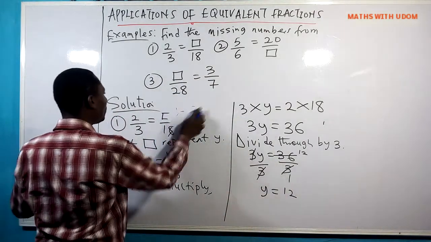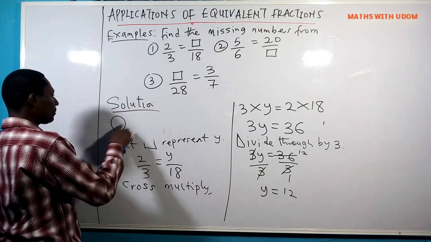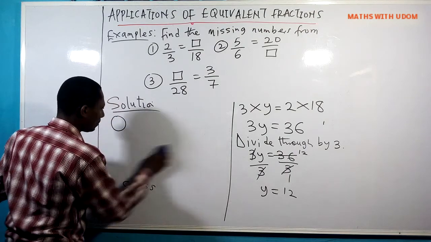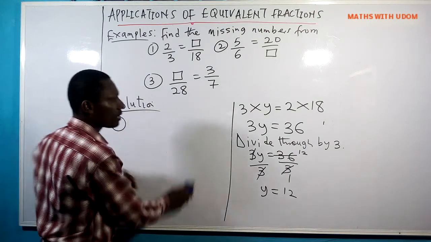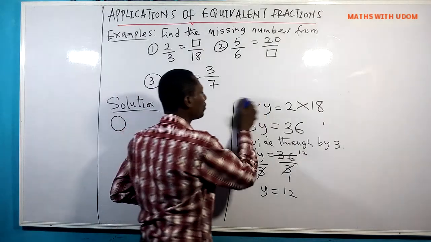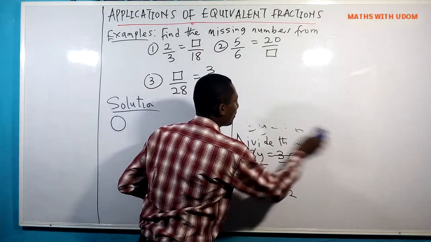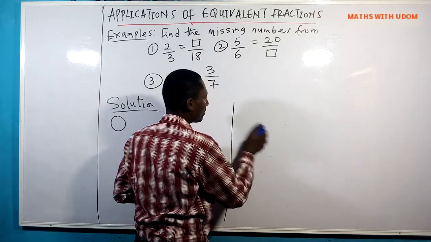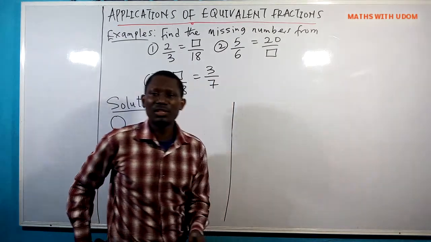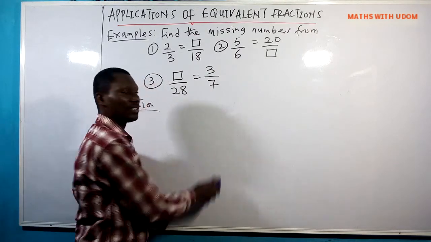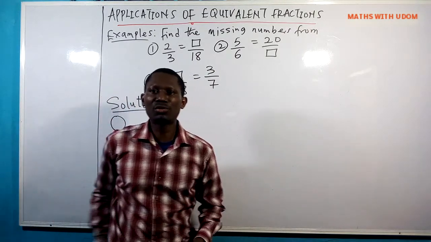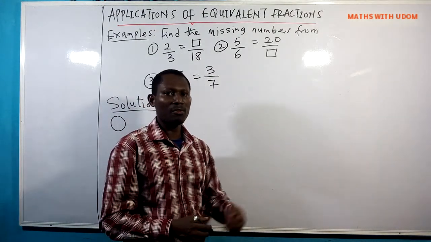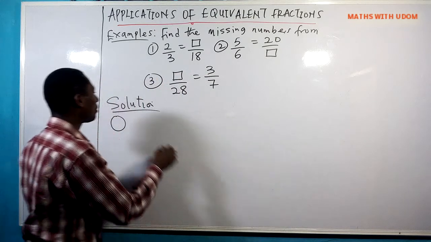The second example. Whenever you are solving any problem this way, ensure that you use different letters, different alphabets, to represent different boxes. Don't use the same alphabet all through. Use different alphabets to represent each of the boxes. The first one, remember, we used Y. Let's move to number 2 quickly.